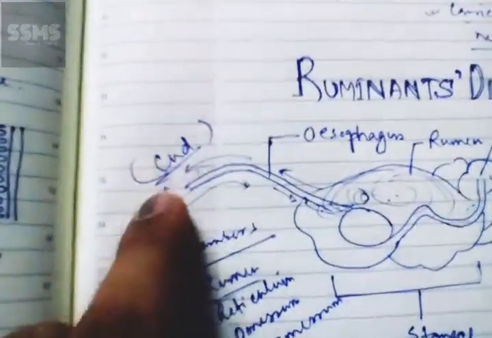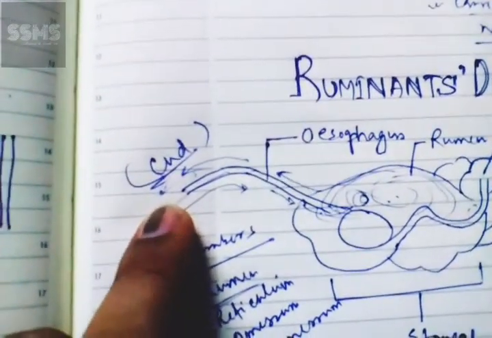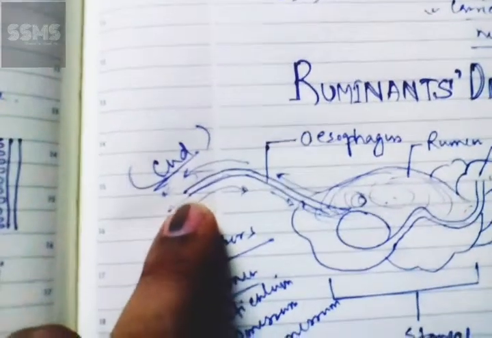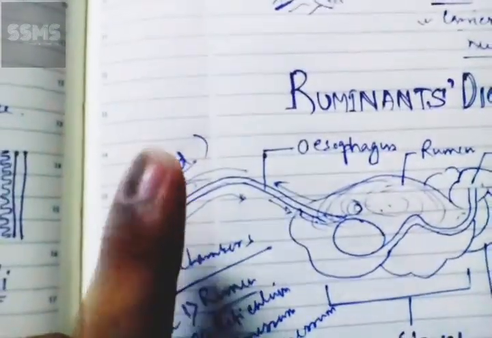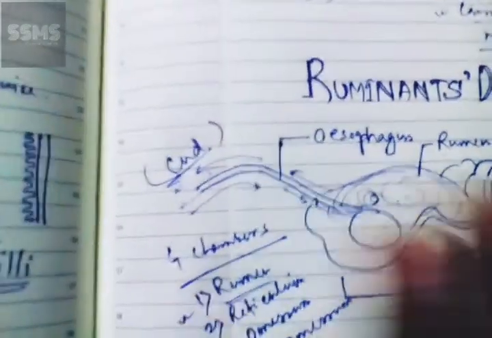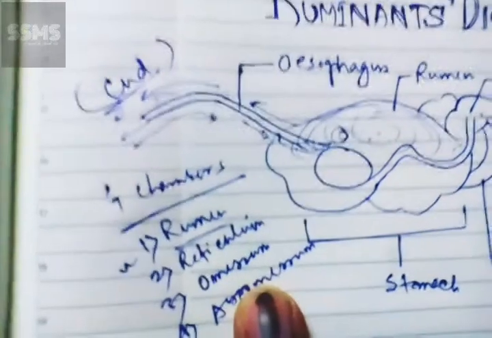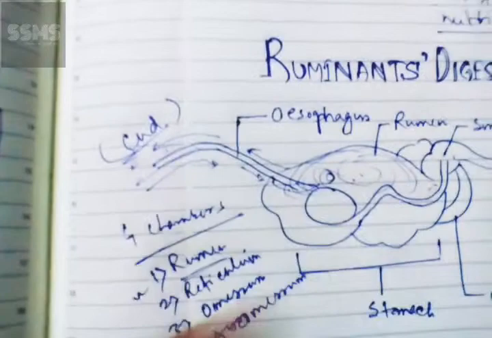So if the question comes in the exam, what is cud, at that time you have to say cud is the undigested semi-solid food that is taken by the ruminants. Got it? So this cud is chewed and mashed in a proper way, and after that it is swallowed again by the ruminants. Got it? So it moves from rumen to reticulum, from reticulum to omasum, and from omasum to abomasum.